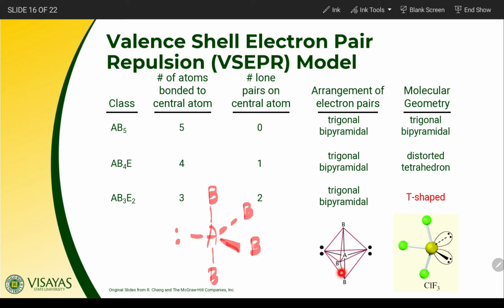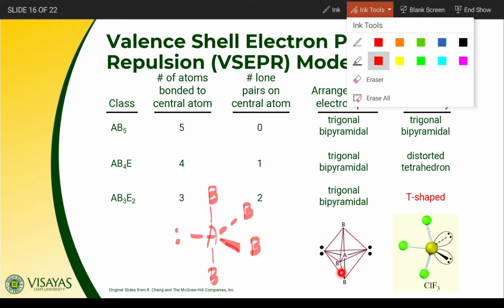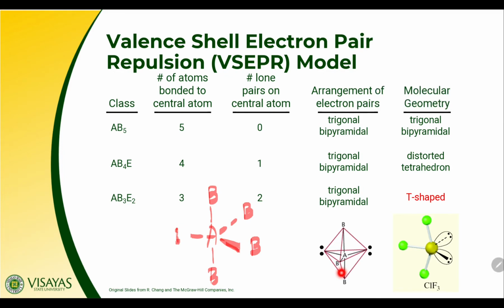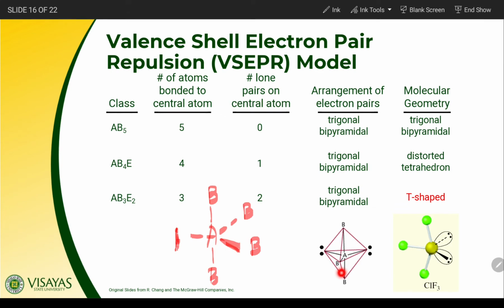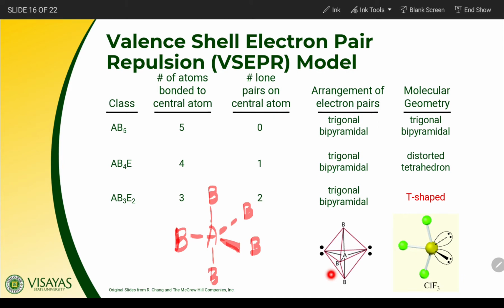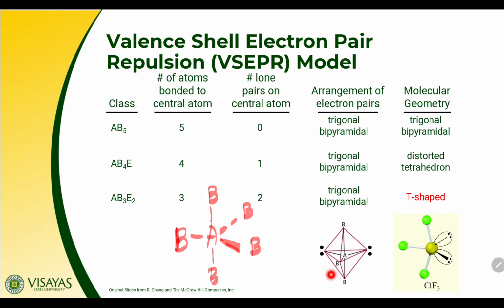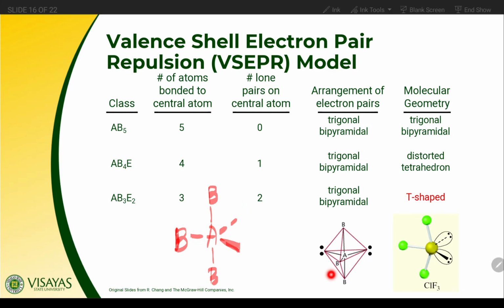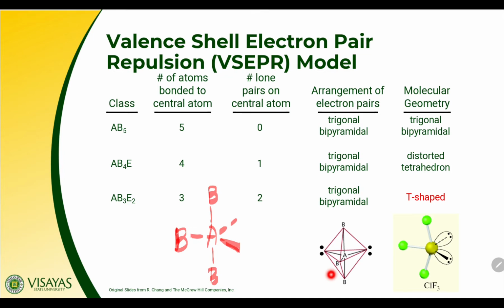Now to draw AB3E2, which is T-shape, what we do is this remains as an atom bonded instead of a lone pair, and these 2 atoms now will be replaced with lone pairs. Okay, so you have a lone pair and another lone pair here. So if you can see here, we have our T shape.